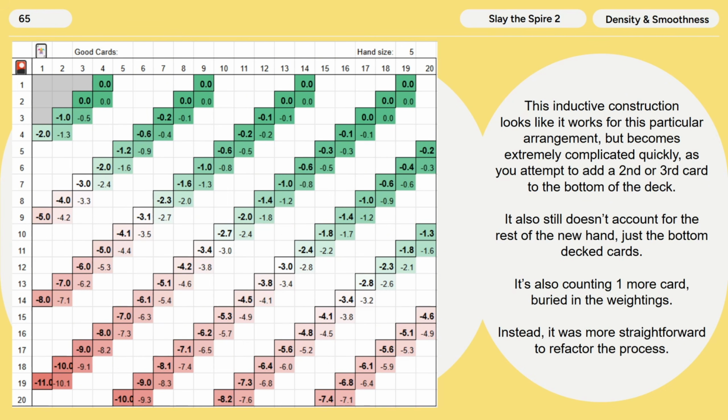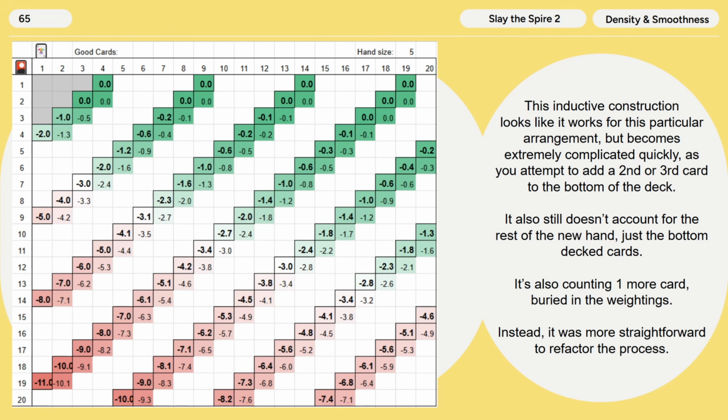And also, I was actually counting one more card than was around, buried in the weightings, because I was counting full deck size and then I was adding one card to the bottom, and then I was taking the full deck size again as an iterative approach, so that bottom card was being added iteratively each time, one more time than it needed to be. So the error term was also growing by a factor of the powers of 2.